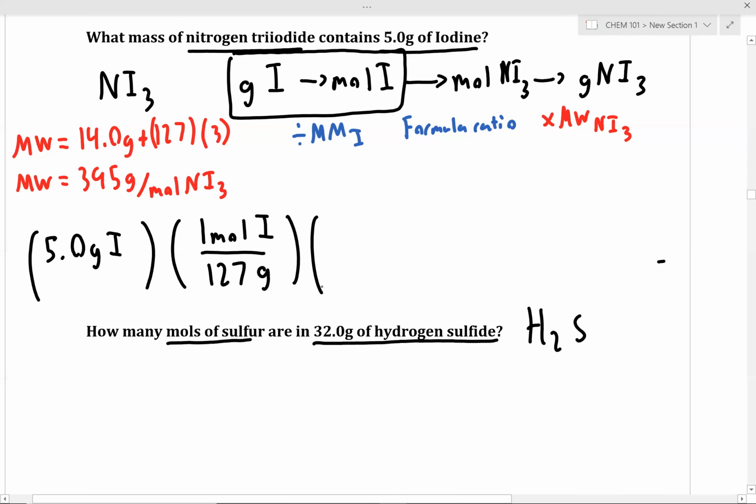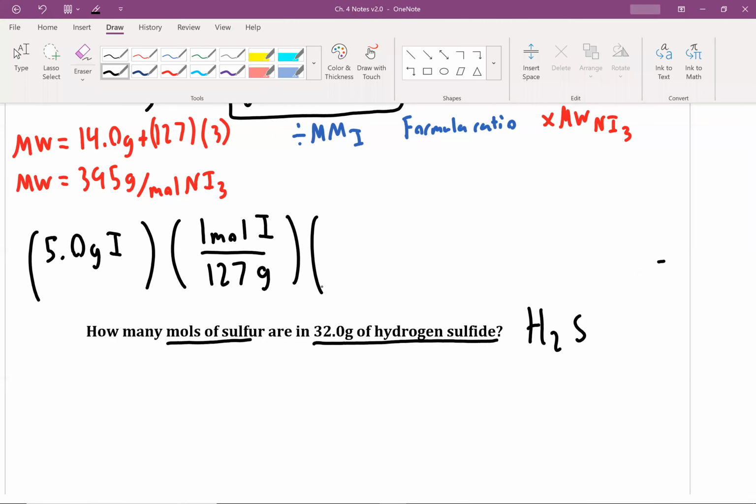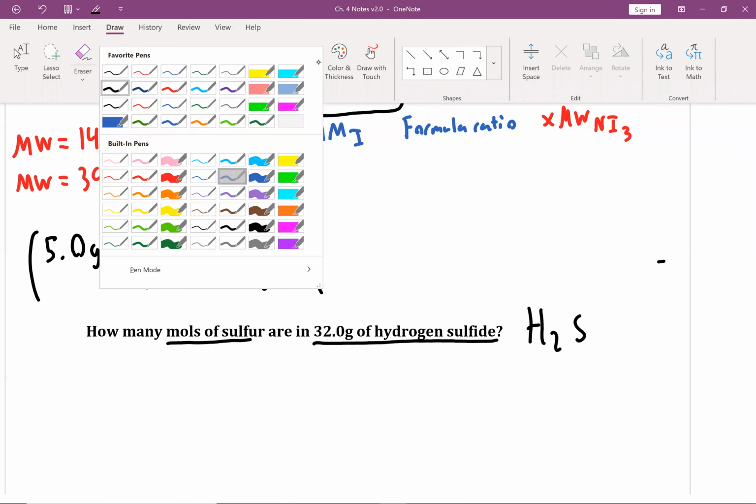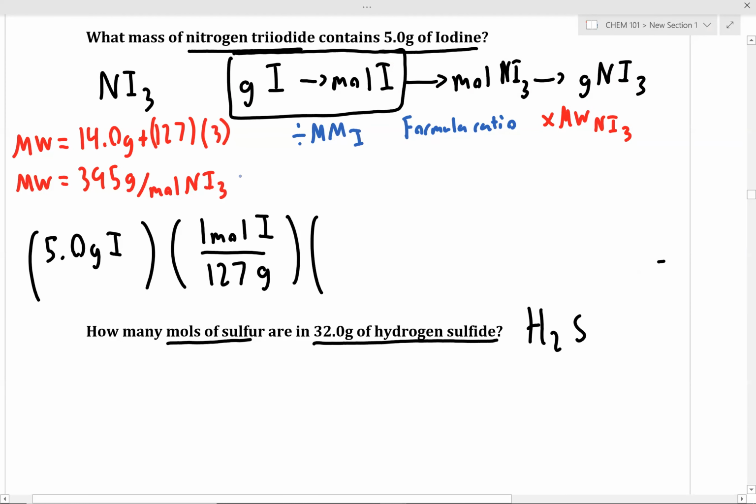Okay, next, we're going to use our formula ratio. And if we're going from moles of iodine to moles of nitrogen triiodide, what units will go on top? We're going from moles of iodine to moles of nitrogen triiodide. Nitrogen triiodide, exactly. So we have 1 mole of nitrogen triiodide per how many moles of iodine? How many iodine symbols do we see? 3, exactly.